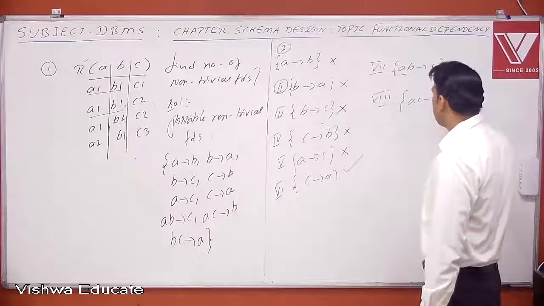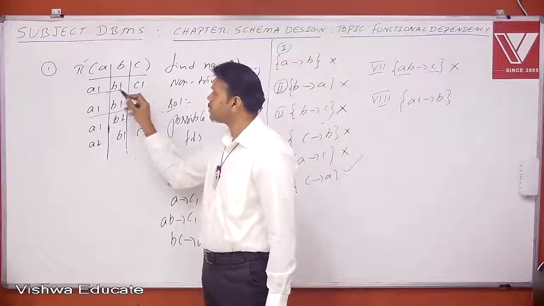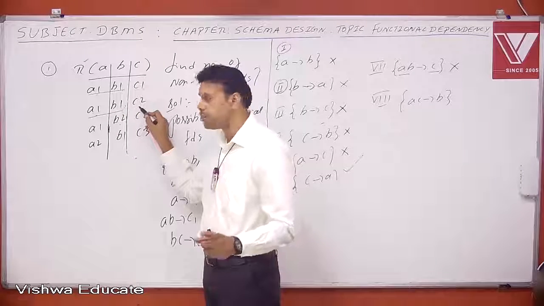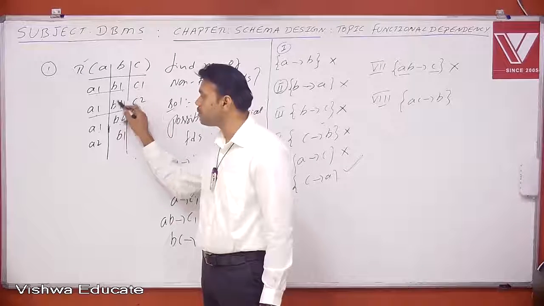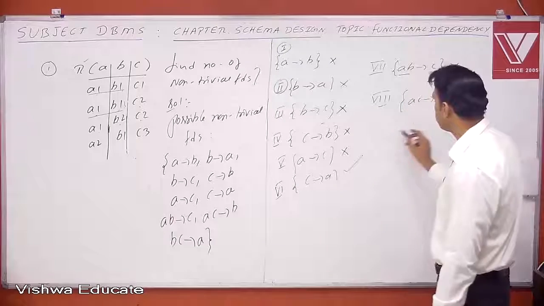So what is the next one? AC tends to B. AC is now the determinant. A1, B1, A1, C1. What is the value? B1 value. A1, C2 is a new value. A1, C2 is a redundant value. What has to come? B1. But what is given? B2 is given. And this is also wrong.